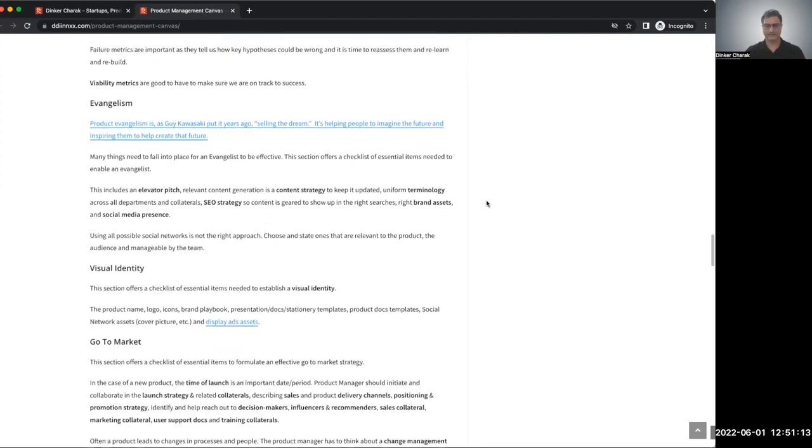Under evangelism, if you look at the product canvas that I have, a bunch of things people need to think about. We need to have a very clear elevator pitch that every team member should be able to use when they are in any conversation around the product. We need to have a very good content strategy: what's on the website, what's on our decks, what's on our social network descriptions, those kinds of things.